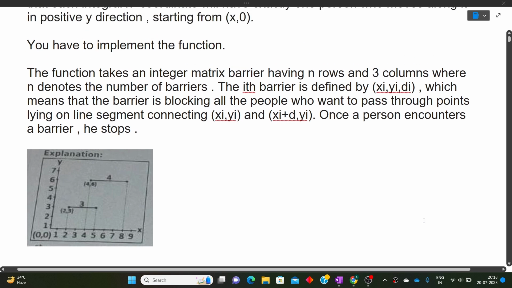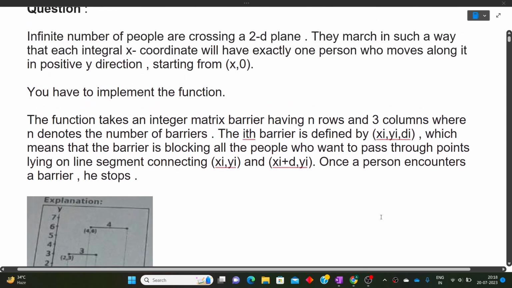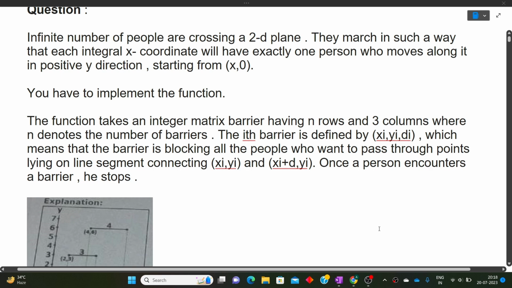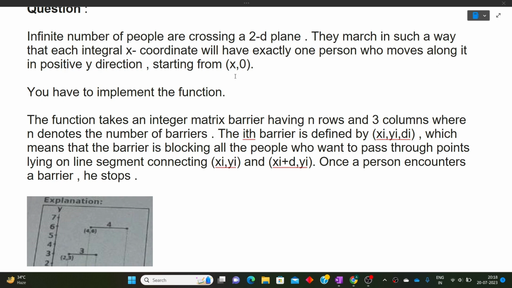I know and I am 100% sure that you would not have got this question. So don't worry. If you read line by line and try to understand it line by line, you will be able to understand it. So again, let's just read the first line first. Infinite number of people are crossing a 2D plane. They march in such a way that each integral x coordinate will have exactly one person who moves along it in a positive y direction starting from x comma 0.